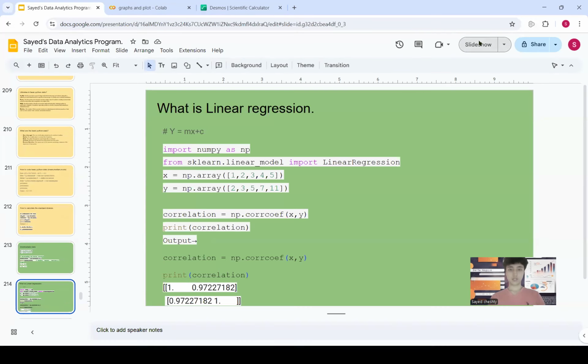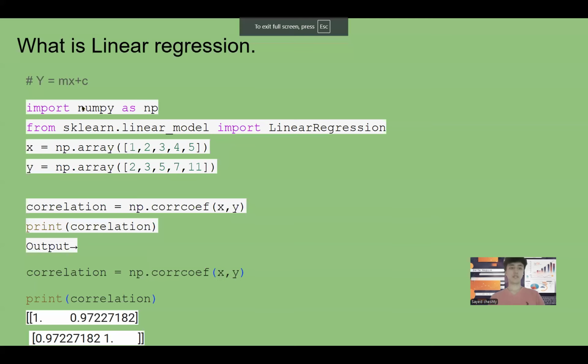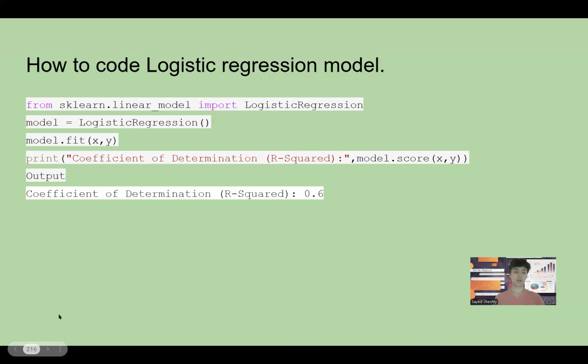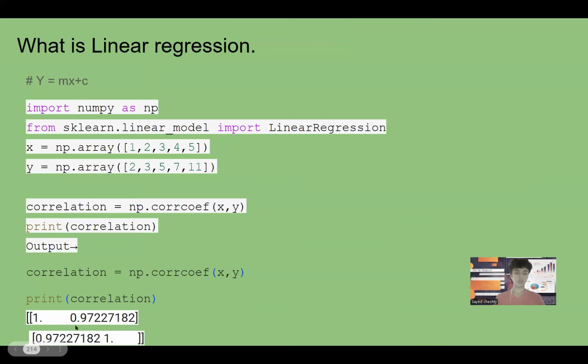Now we're going to do linear regression. So we do import numpy as np, from sklearn.linear_model import LinearRegression. x = np.array([1, 2, 3, 4, 5]), y = np.array([2, 3, 5, 7, 11]). Correlation equals np.corrcoef(x, y), print correlation. The output will be 0 point something, which means how accurate it is. So this is very accurate. It's 1, and that's the accuracy.